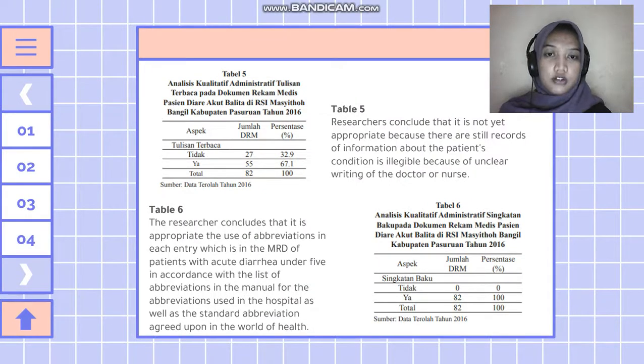Table 5. The researcher concluded that it is not yet appropriate because there are still records of information about the patient's condition that are illegible because of unclear writing by the doctor or nurse. Table 6. The researcher concludes that the use of abbreviations in each entry is appropriate in the medical record data of patients with acute diarrhea under 5.